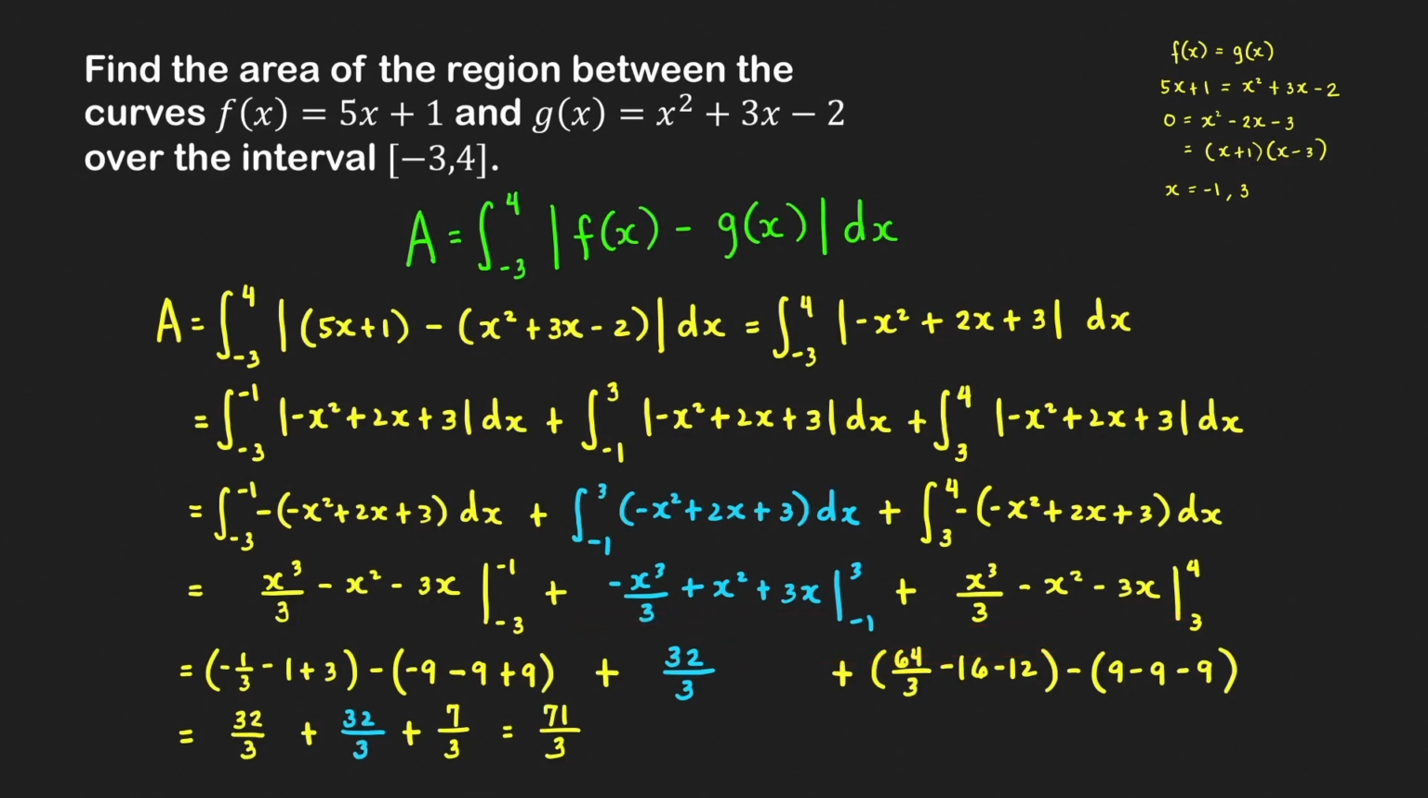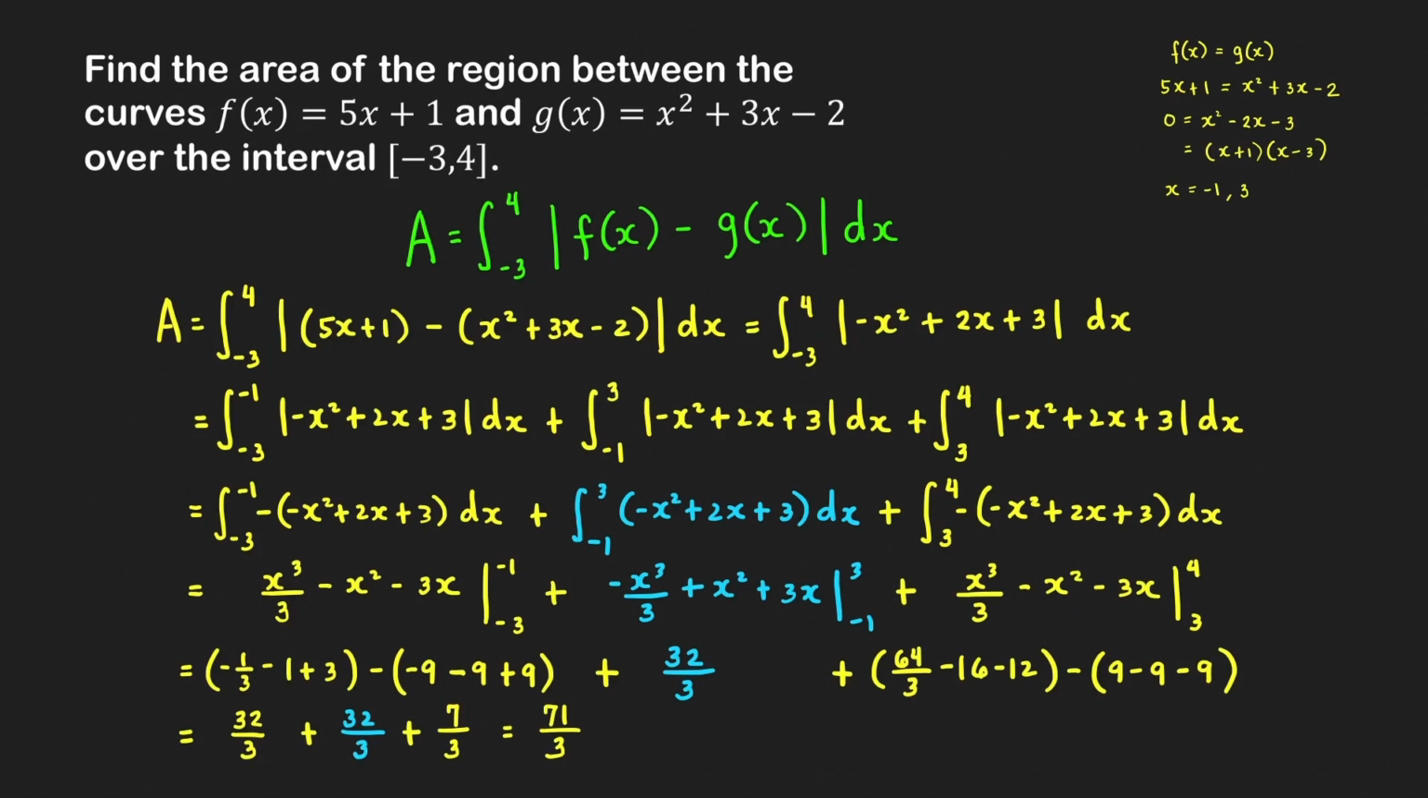Now what's left is algebra, so we just plug in -1 first into this expression, and we'll get -1/3 minus 1 plus 3, and then minus, plug in -3 for x in this expression, and we'll get here -9 minus 9 plus 9. And then plus, we found this one a while ago already in the previous problem, and its value is equal to 32 over 3. And now we plug in 4 into this expression, we'll get this one, and then plug in 3 into this expression, we'll get 9 minus 9 minus 9. And this expression here is equal to 32 over 3, and then plus 32 over 3, and then plus this expression is equal to 7 over 3. So the area is equal to 71 over 3.